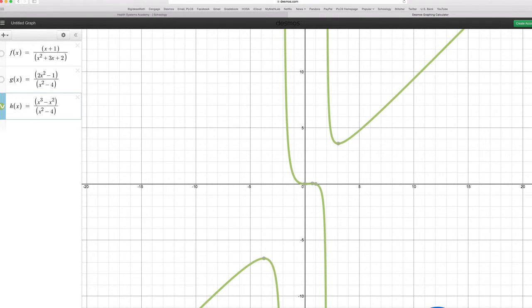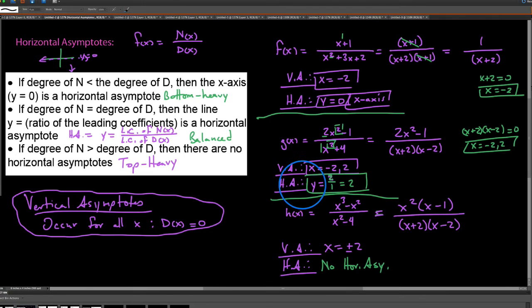So using this information about how to find the asymptotes, in the next video we're going to start putting these graphs together. Cheers.